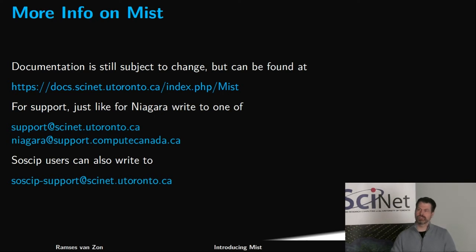If you have questions, requests for more modules, or just generally other support questions, you can write to the usual support channels. For SOSCIP, you can also write to SOSCIP-support@scinet.utoronto.ca. So that's it in a nutshell. I can do a little demonstration, but let me ask if there are any further questions at this point.